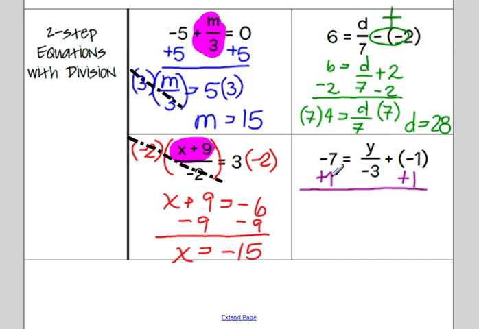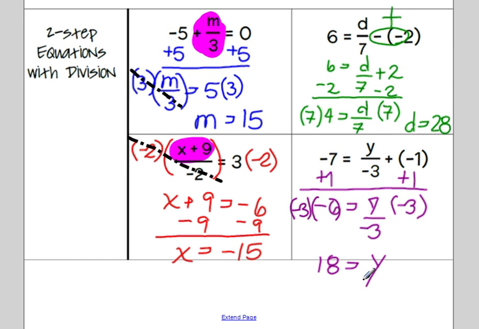So -7 plus 1 is -6, equals y divided by -3. And so I'm going to undo this division of -3 by multiplying by -3 and multiply by -3. -3 times -6 would give us a positive 18 equals y, or y equals 18.